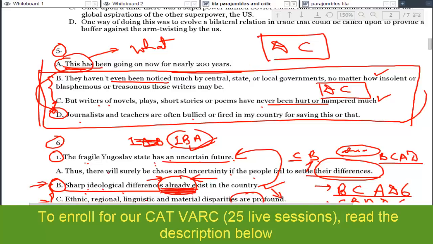Journalists and teachers are often bullied. Writers of novels and plays have never been hampered much. They haven't even been noticed. So this "they haven't even been noticed" matches the idea given in C. Forget about being heard. They haven't even been noticed. That means DCB is a pair.